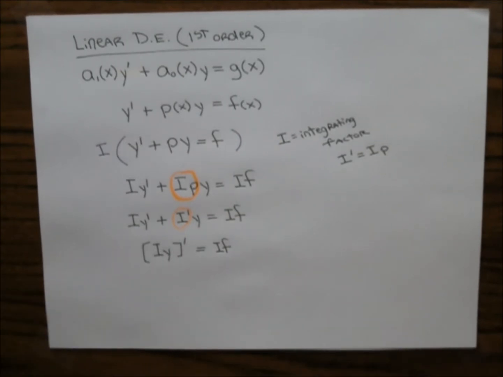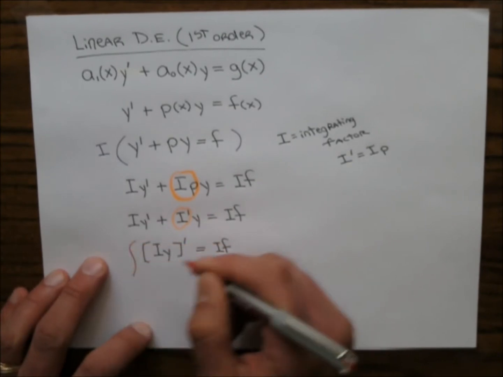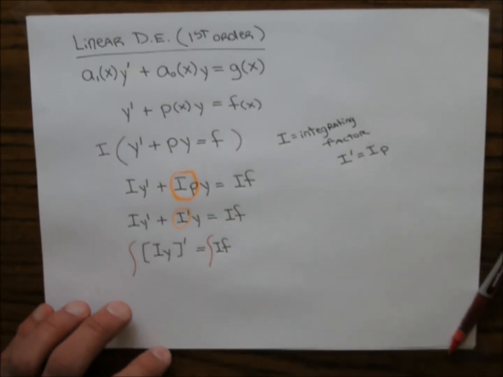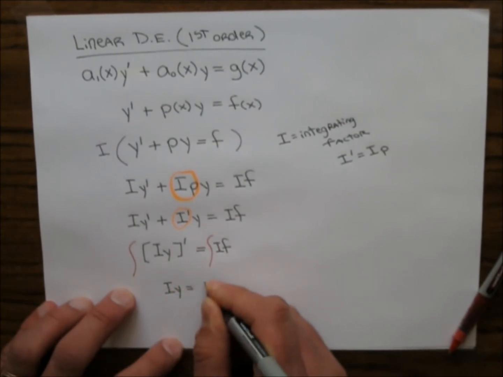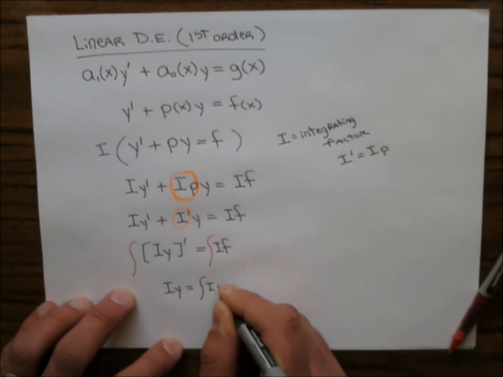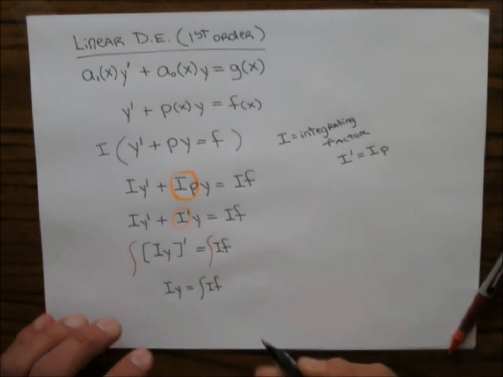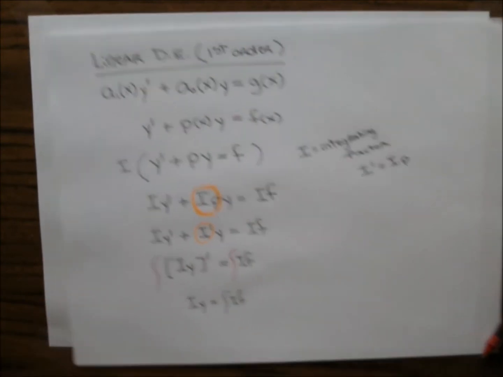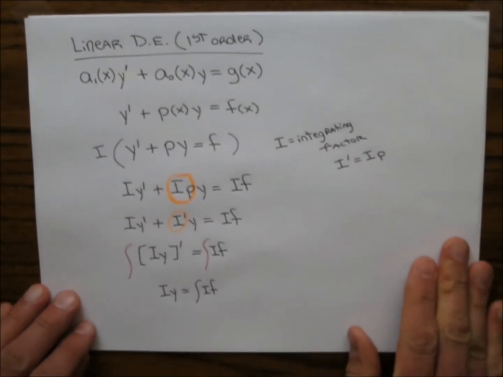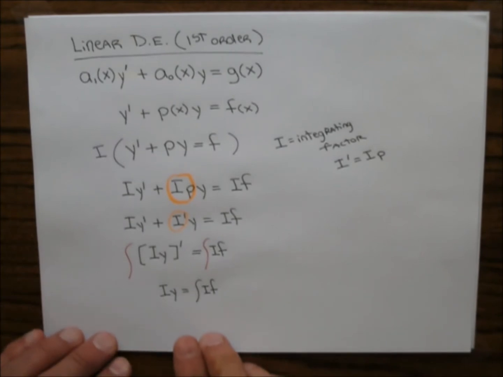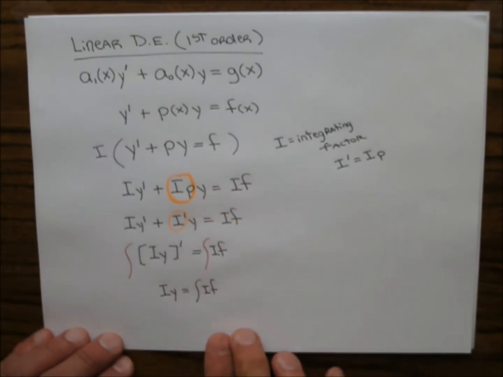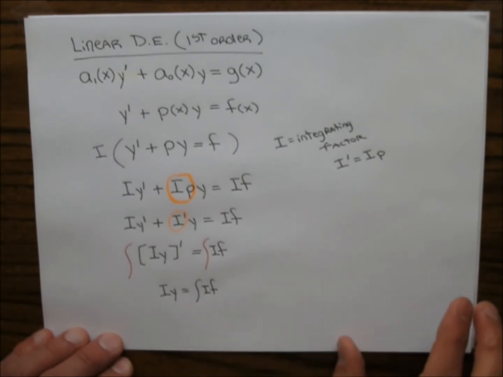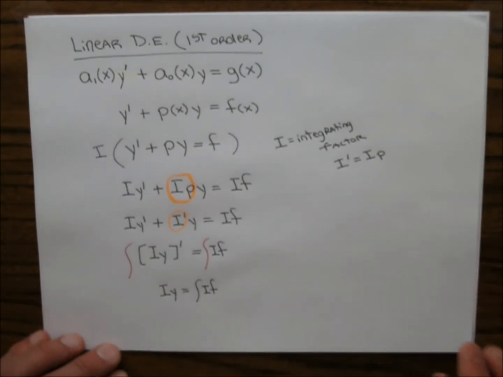And then what you'll be able to do on both sides is integrate both sides. And you'll see that I times y equals the integral of I times f. And then, of course, you would divide by I. Some teachers actually will do all the problems just plugging it into a formula. I'm going to actually work out some of the problems this way so you can see the method work a few times. So let's go ahead and do problem number 1.